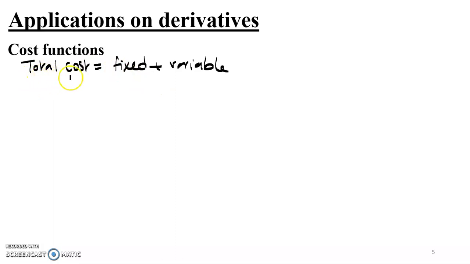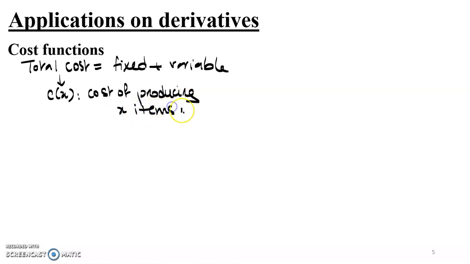So over here, the total cost could be studied or given on a weekly basis, on a monthly basis, or on a yearly basis. It really depends on the context of the exercise. However, if the total cost, for example, is represented by a function c of x, so that is the total cost of producing x items. So for a given x, c of x would be the cost of producing x items.